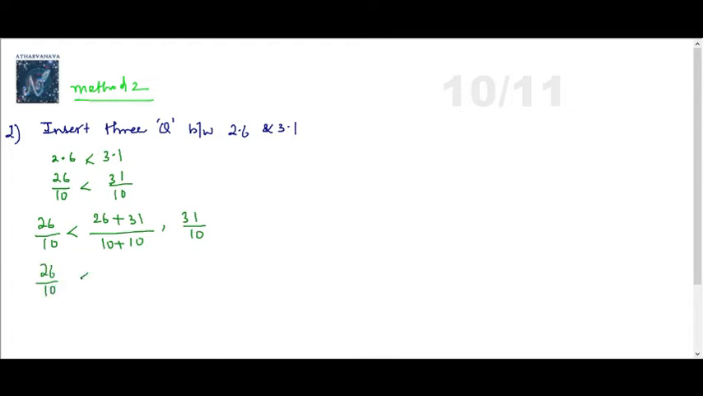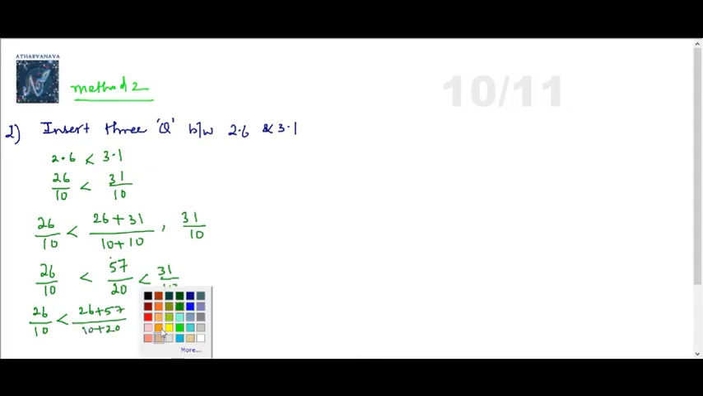26 by 10 less than 7 here and 5 here, 57 by 20, less than 31 by 10. Clear? And then we need to insert 2 more. So what you will do? 26 by 10 less than 26 plus 57 by 10 plus 20. So I am picking these two. And then I am picking these two.